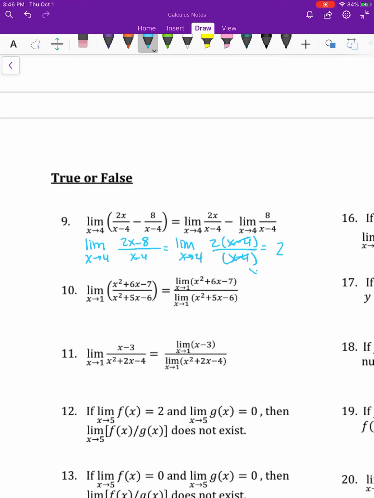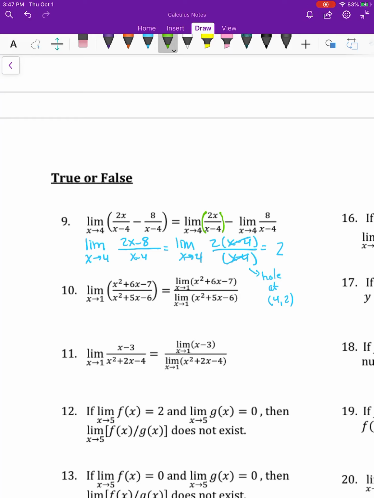Remember that when this cancels, you're talking about having a hole, and this is actually the y value at your hole. So you have a hole at 4, 2. That means that your limit does exist. Where if you were looking back here to see if these were equivalent, this function right here, as I approach 4, this is a vertical asymptote at 4.